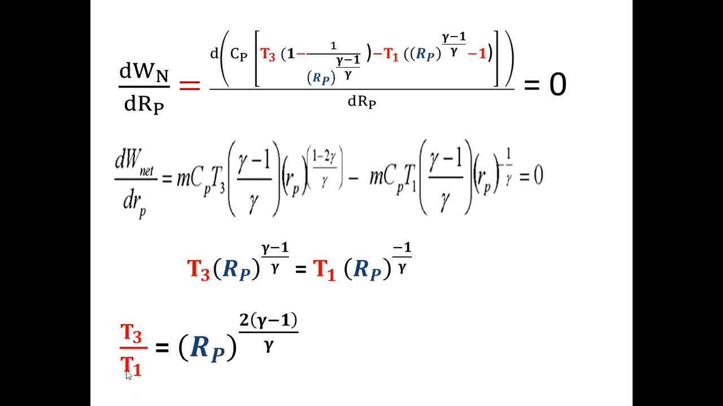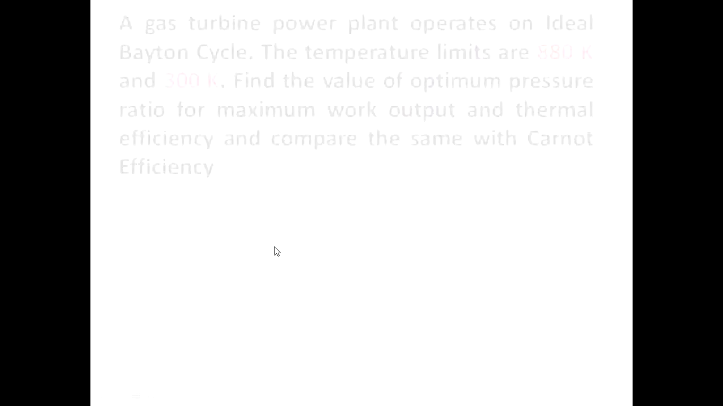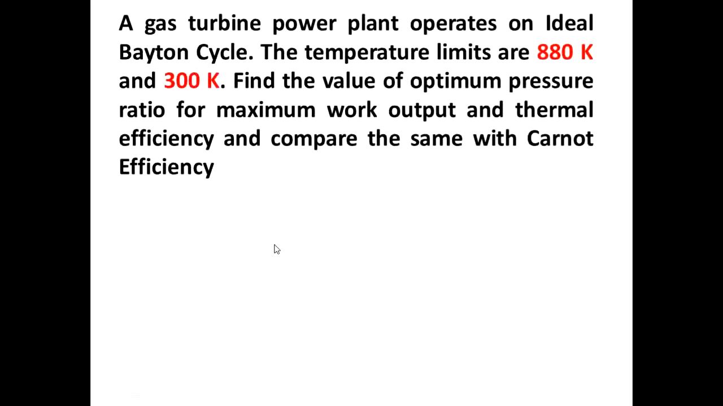T3 by T1 is equal to Rp to the power of 2 times gamma minus 1 divided by gamma. This is the final answer with the 2 times. Therefore, T max divided by T minimum is equal to Rp whole to the power of 2 times gamma minus 1 divided by gamma. This is the final derivation. Next, we shall go to the problem.